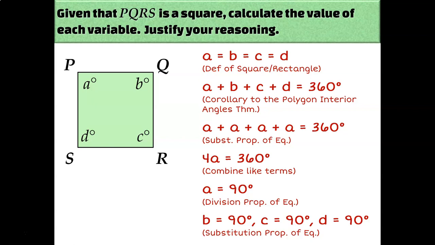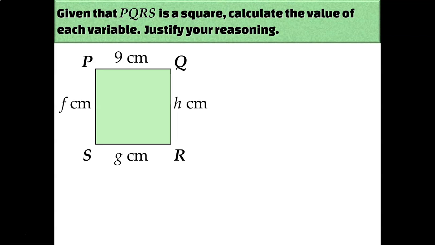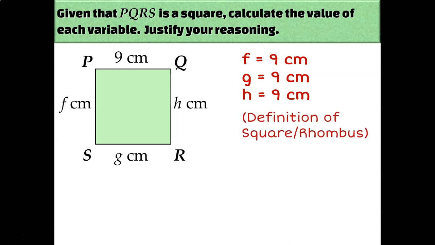Or like I said in the rectangles video, you can just memorize the fact that if it's a square or if it's a rectangle, then all four angles must be right angles or measure 90 degrees, because if they all add up to 360 and they're all the same, then they would have to be 90. And since a square is a rhombus, all four sides must be congruent to each other, so F is 9, G is 9, and H is 9 because of the definition of square or the definition of rhombus.